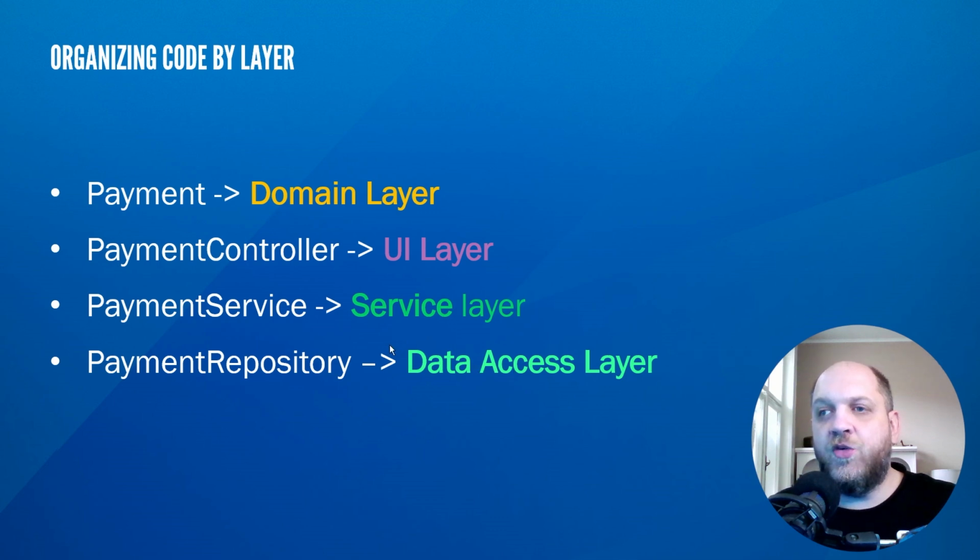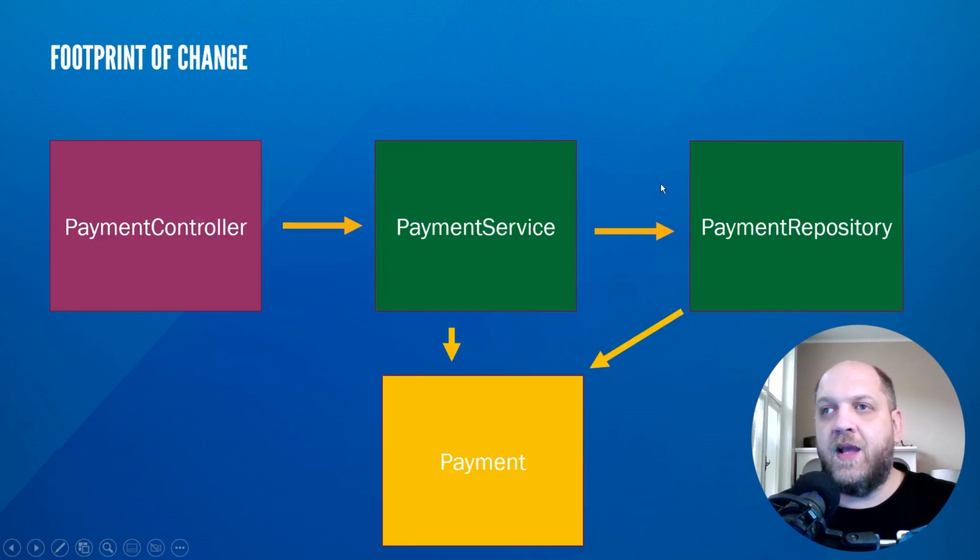Now, I have chosen this example with the services, like we have services in the use cases layer, because it's easier to understand what actually the problem is that vertical slice architecture tries to solve. Now, the main concern with organizing the code this way is that we will end up having a very big footprint of change.